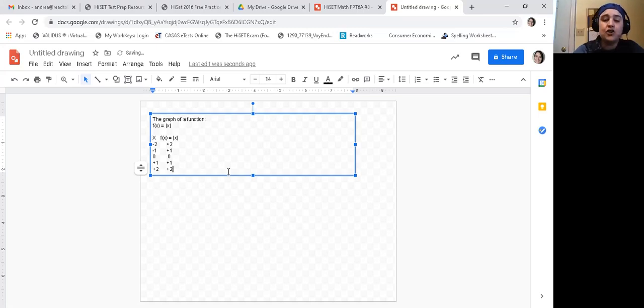So you can kind of see a trend that's happening here. No matter what the value is, whether it's negative or positive, the absolute value is always going to be positive. For 0, the absolute value of 0 is 0. So I've created a table here. I've got a column for my x, a column for f of x, which is the absolute value of x.